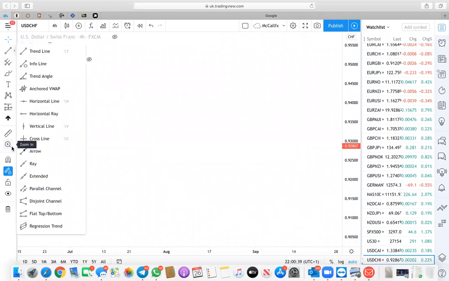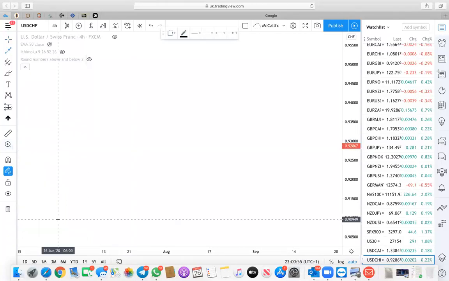All right, so what is market structure? Basically, market structure is the direction of the market. How does the market move? That is what market structure is. So the movements and the directions of the market is what market structure is.